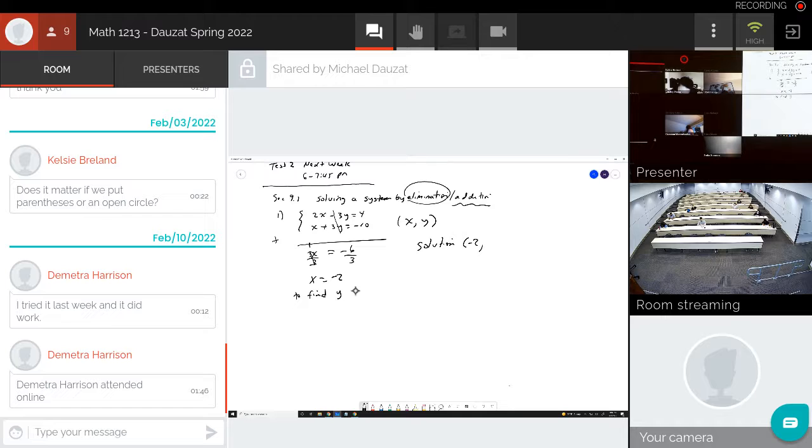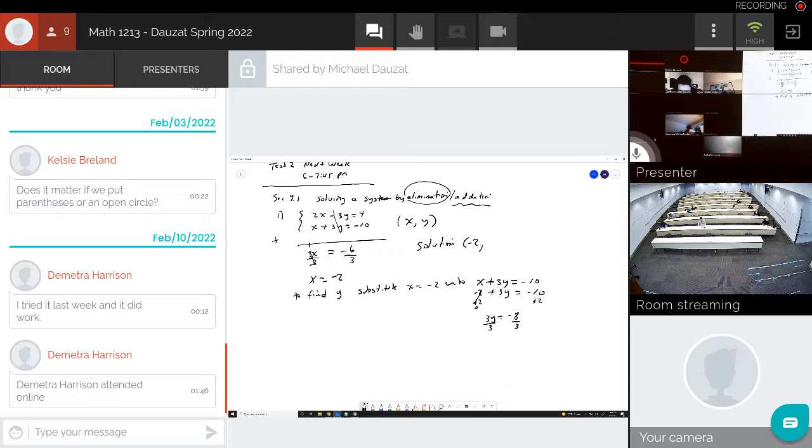To find y, substitute x equals negative 2 into x plus 3y equals negative 10. Wherever you see the variable x, I'll substitute negative 2 and solve for y. So here's what you get: negative 2 plus 3y equals negative 10. At that point, how do you get 3y by itself? What do you need to do to both sides? Add 2 to both sides. When you combine like terms, you get 3y equals negative 8. And then how do you get y by itself?